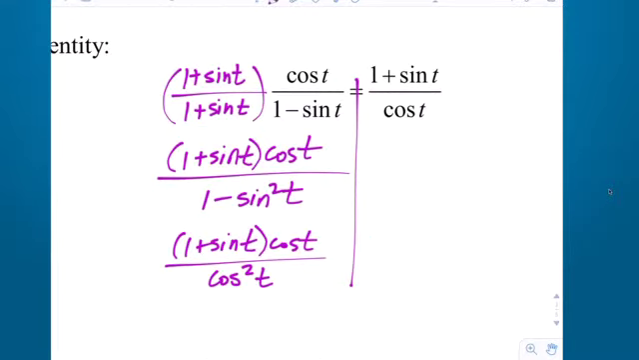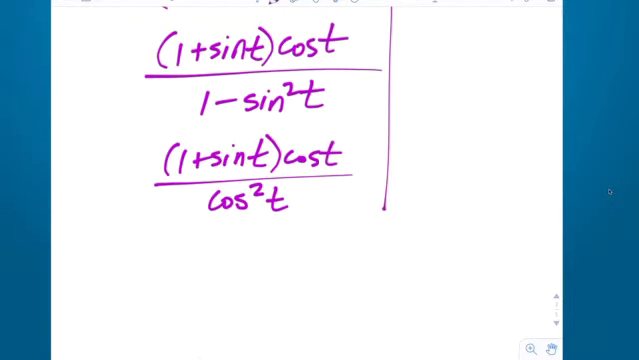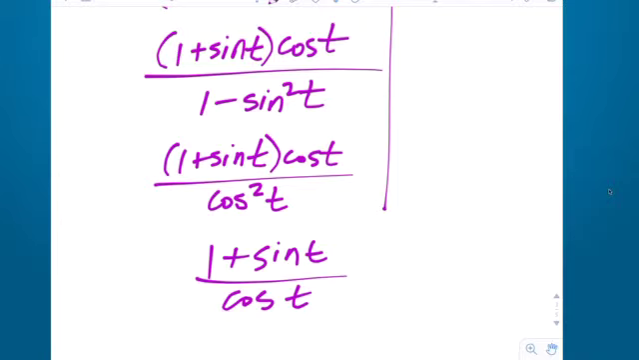If you look at the right side, I want the cosine of t to be gone from the top, and I want one of them to be gone from the bottom. Well, that's easy, right? Because I can divide out a common factor of cosine. So if one of the cosines divides out, I'm left with 1 plus sine of t over cosine of t. And it's easy.